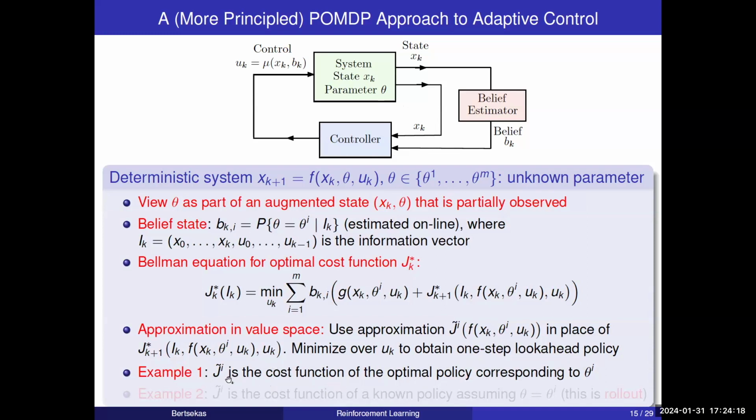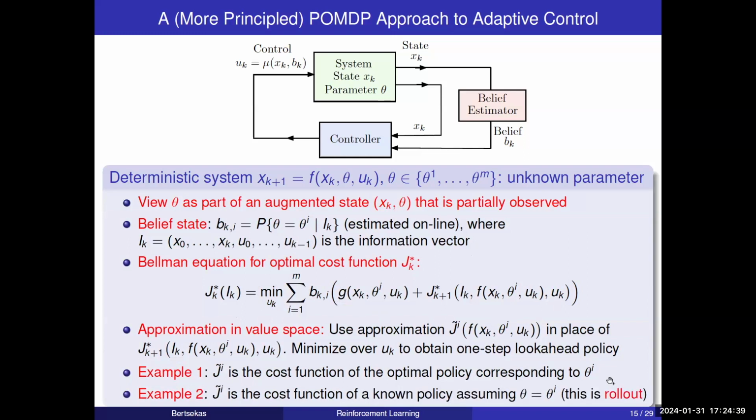Its cost function can be calculated. It depends on theta, the value of theta. And we plug it into this calculation, and we take the expected value according to the prevailing belief state and calculate its expression and minimize it. So that's one possibility.